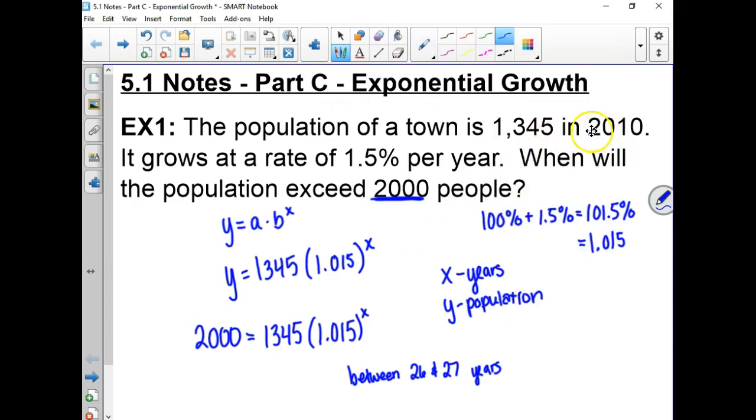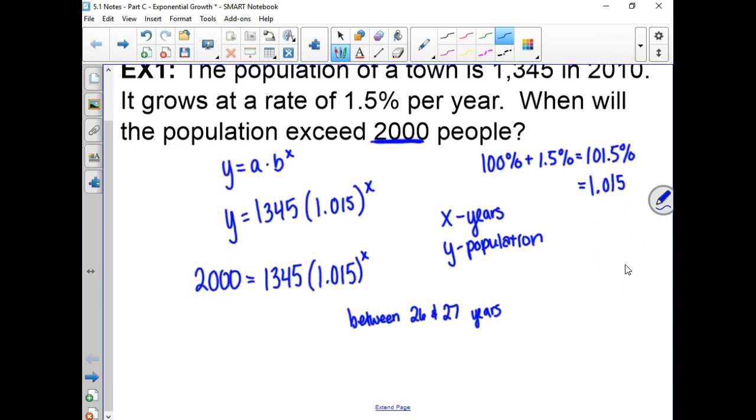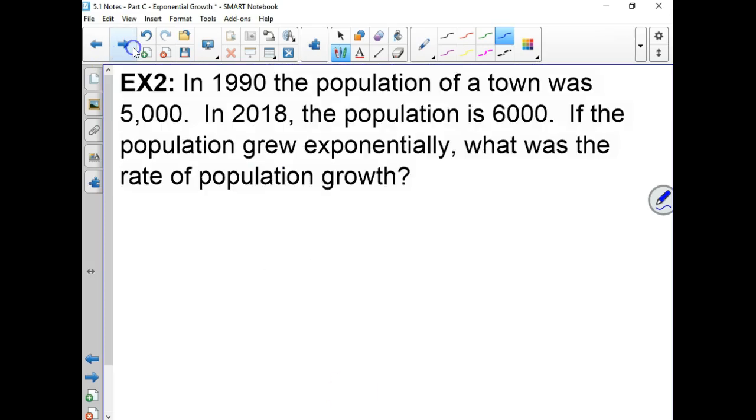Now, it asked me when, which really implies what year. The very first year was 2010. So this would be between 2036 and 2037. Maybe the best way to say that would be during 2036, sometime during 2036. So we have to use that table to figure this out. Let's go to the next problem.